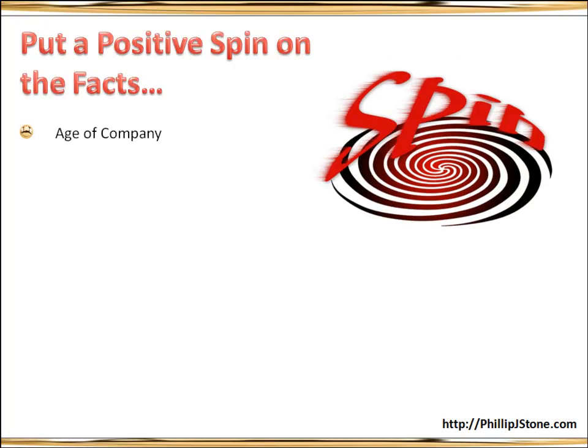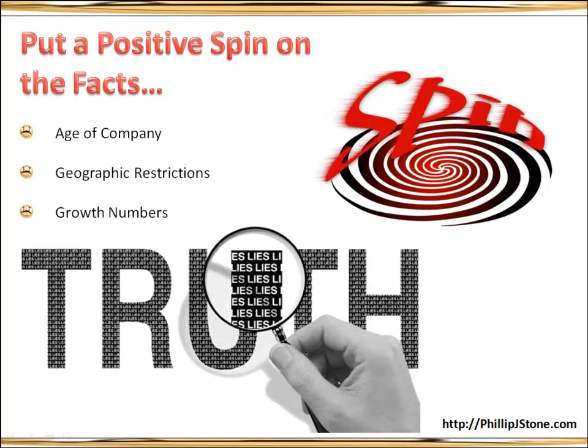Now, keep in mind when you do this, whether you're talking about the age of the company, if it's a young company, hey, it's a ground floor opportunity. If it's an established company, hey, it's a proven opportunity. Geographic restrictions, if it's only in the United States, for example, well, if they have plans to go further, that's future opportunities, so you spin it positively. If their growth numbers are small, if they're not growing very quickly, or if it's growing really out of control, whatever that is, you need to put a positive spin on it right now. Very important. But as I was mentioning, it's critical, absolutely critical, that you tell people the truth.